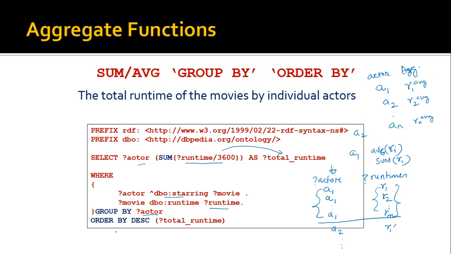So for that you need to use this keyword ORDER BY, and if you want to do it in descending order you have to use DESC, and if you want to do it in ascending order you have to use ASC, right? So this particular ORDER BY keyword helps you to sort the records based on a certain value, a certain column.